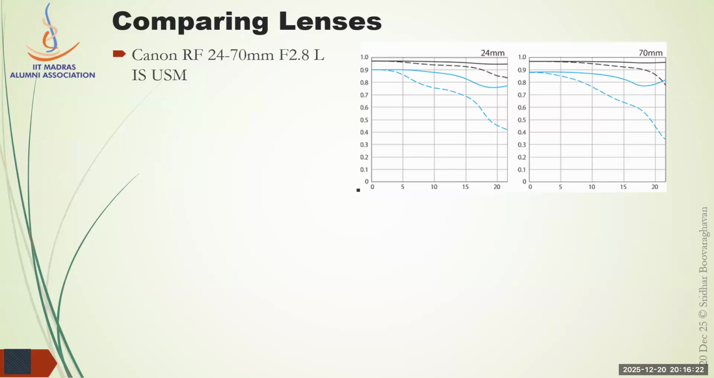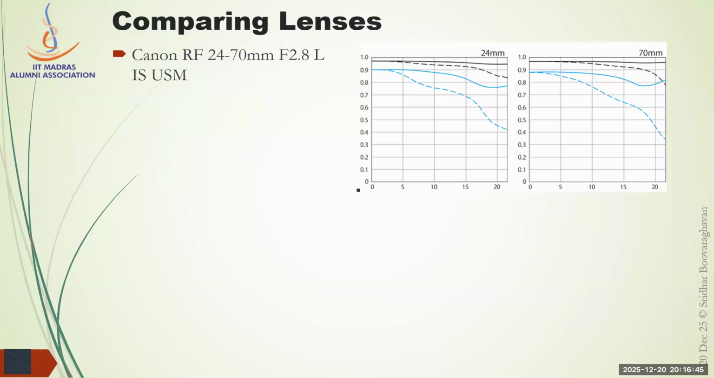So the solid black line measures contrast, and the solid blue line measures resolution. The resolution power of this particular lens is not as good. I mean, it is like 0.9 and it is kind of flat. Now, what happens as you're going from the left, axis?